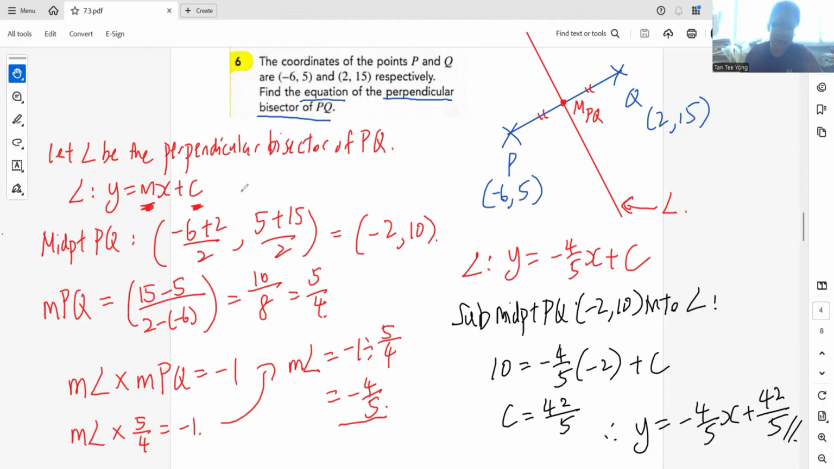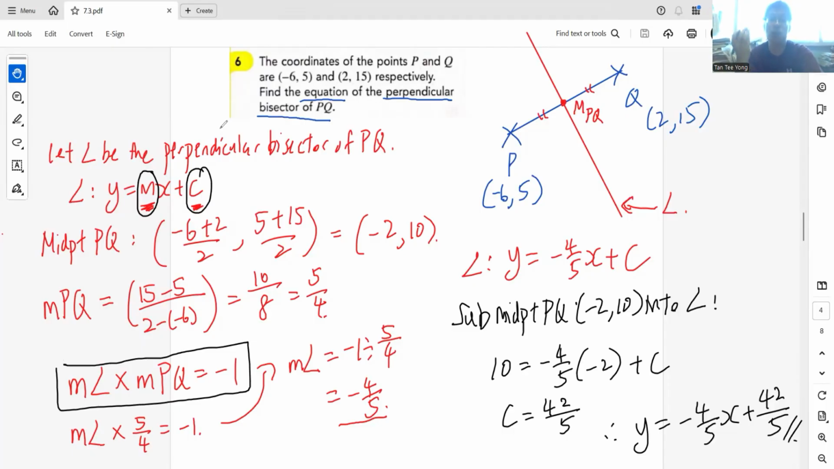Okay, so take note, like I always say, you need to find the gradient and you need to find the y-intercept. For the gradient, in this case, they tell us something is perpendicular to this line, so we make use of this formula over here. As for the y-intercept, we need a known coordinate, which in this case, because it is a perpendicular bisector, will cut through the midpoint. So that's why we need to find the coordinate of the midpoint of PQ. And then after that, we sub it in, using this step, in order to find our y-intercept. Okay, can? So this is it for question 6.